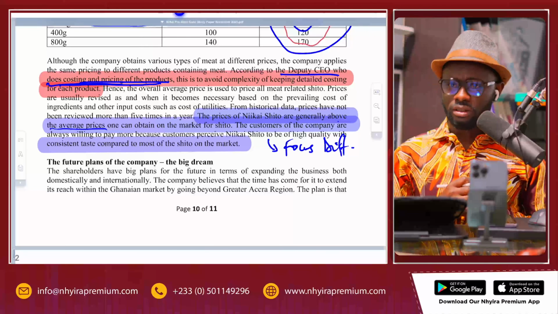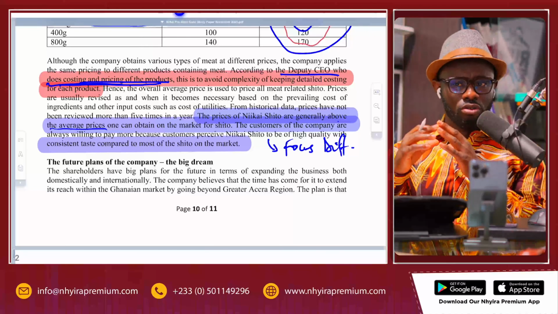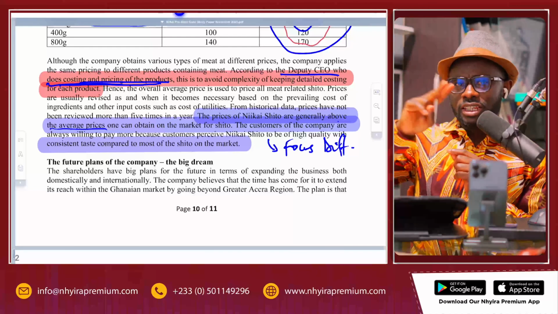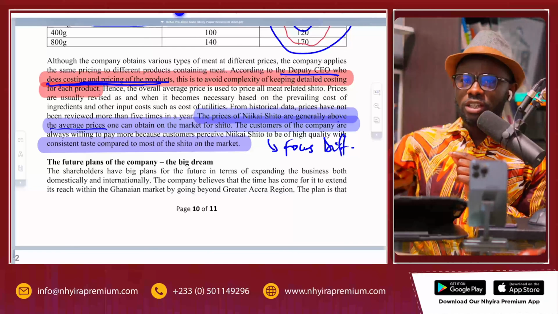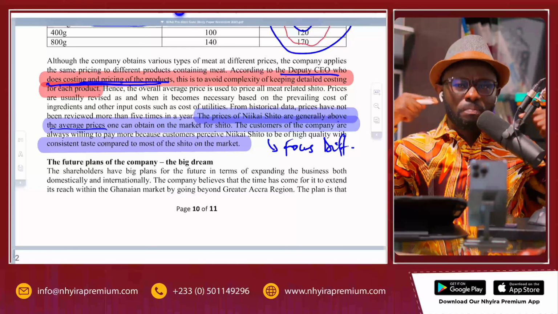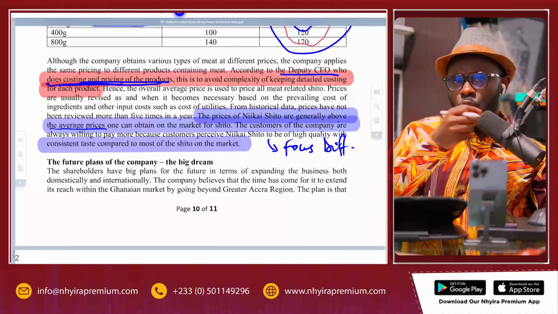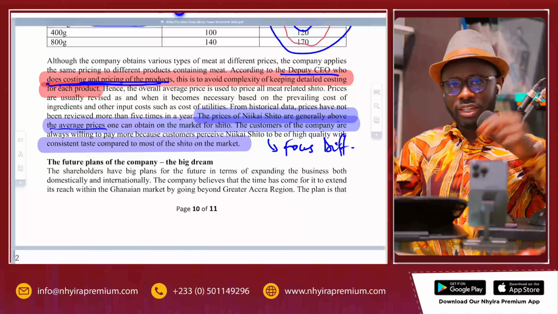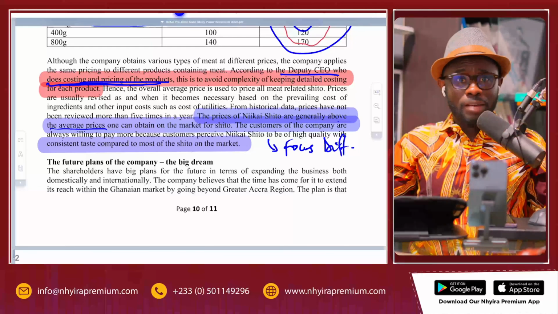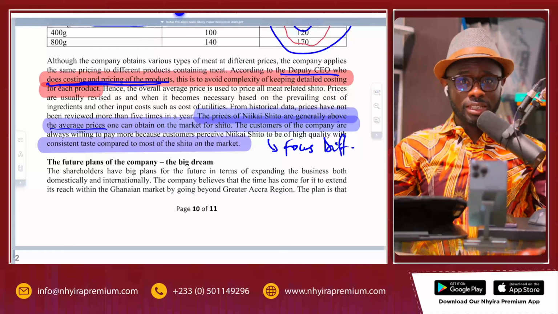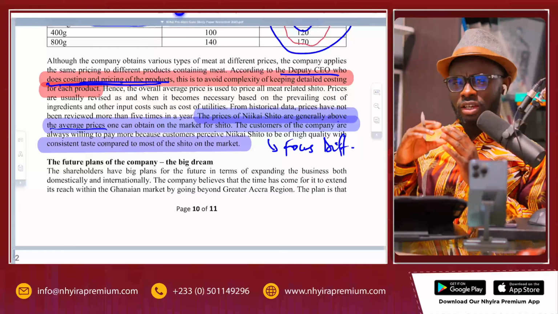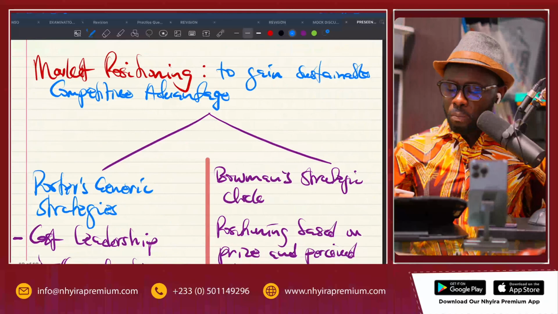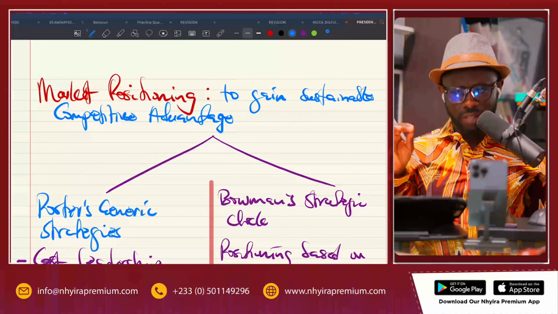Okay, okay. So they are above the normal pricing. That's the first thing. The second thing also is that customers of the company are willing because they perceive that the quality of the shito that NSL is producing and giving to the market is the best. So hit me, give me the best, and I'm willing to pay for it. This means that as the company is planning to position itself in the marketplace, please stay with me carefully here.